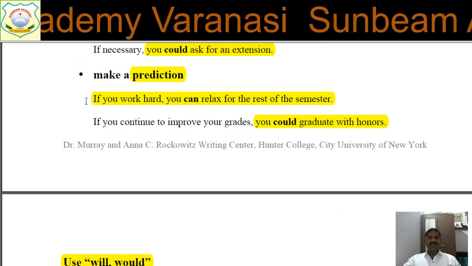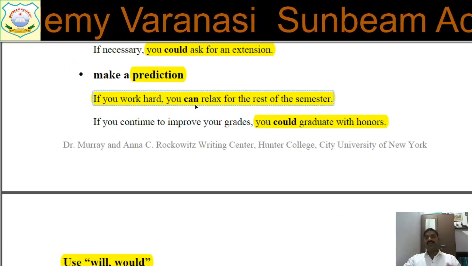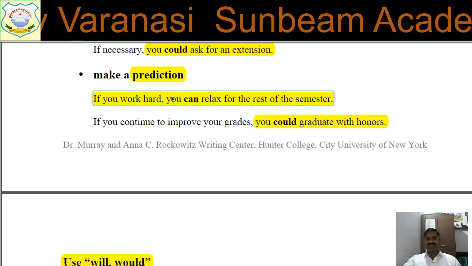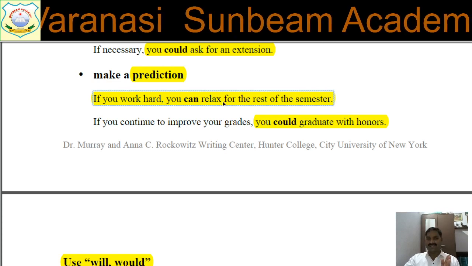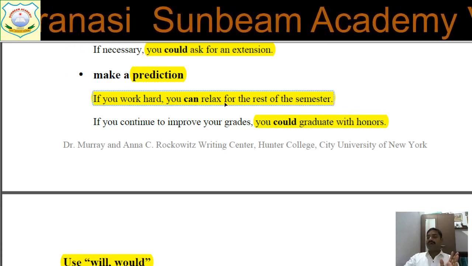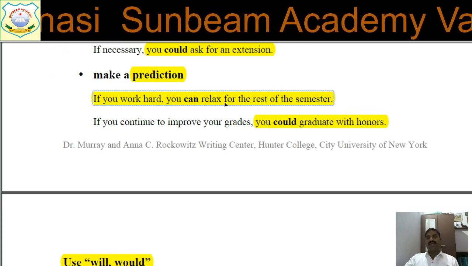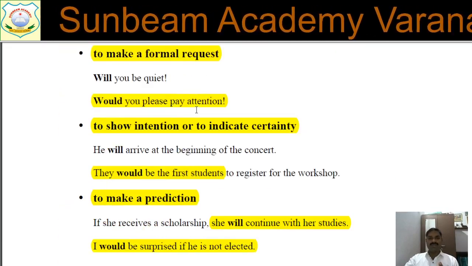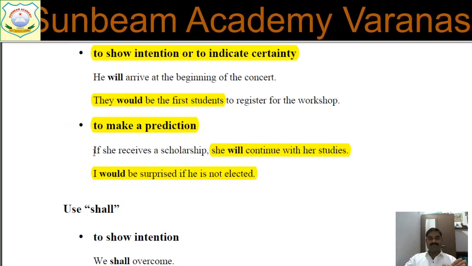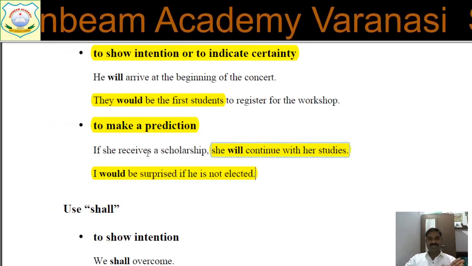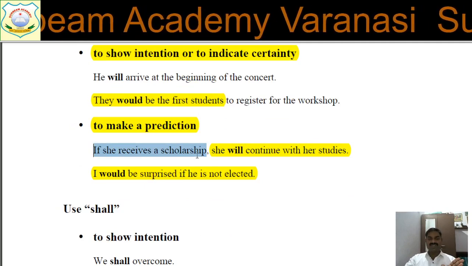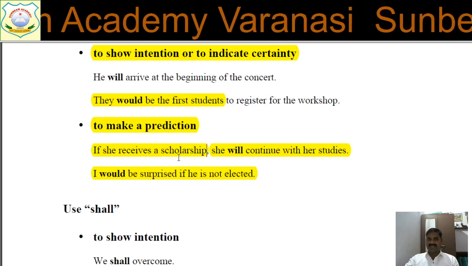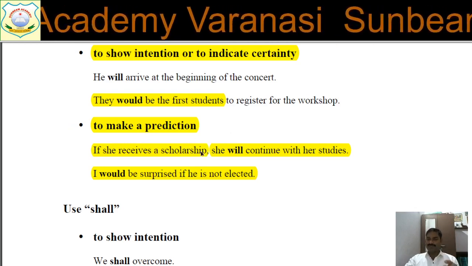So let us see here. If you work hard, here the ability is also shown. You can relax. So implying ability, they are making predictions. And here, if she receives a scholarship, the act of receiving the scholarship is completely dependent on future activity.